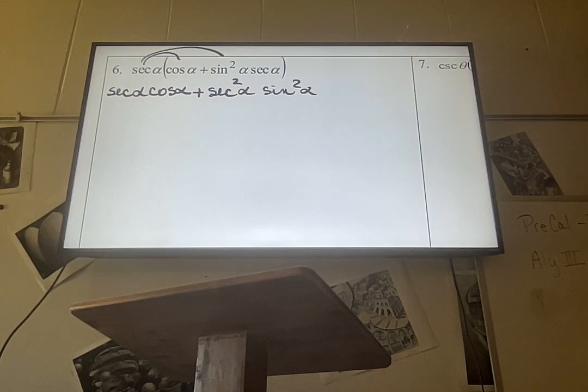And I made it secant squared alpha because there were 2 of them. And then after we distribute, I would rewrite everything as sines and cosines.